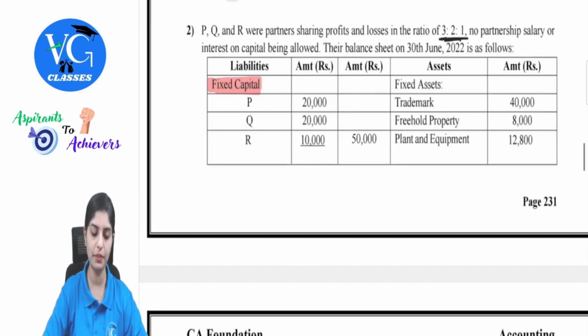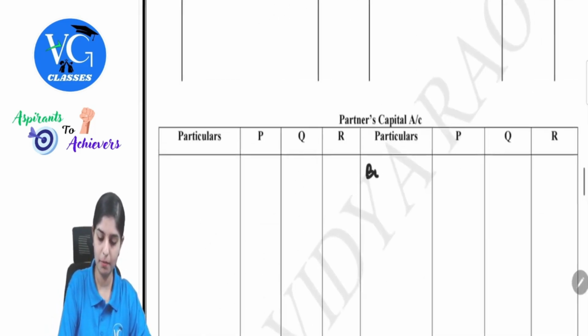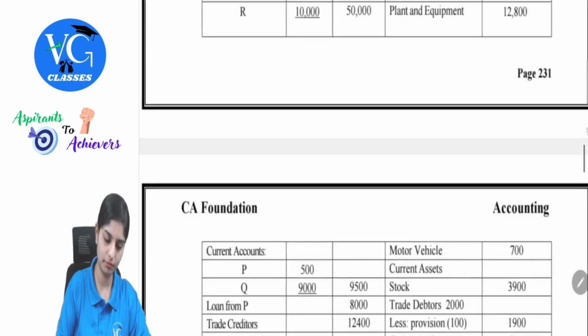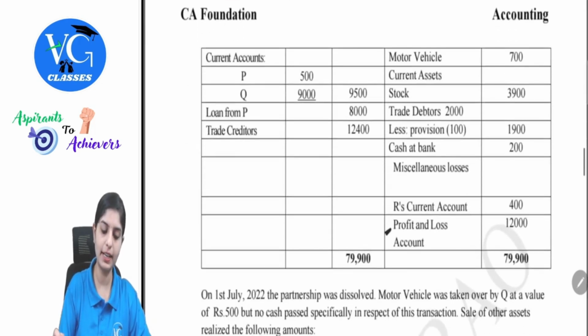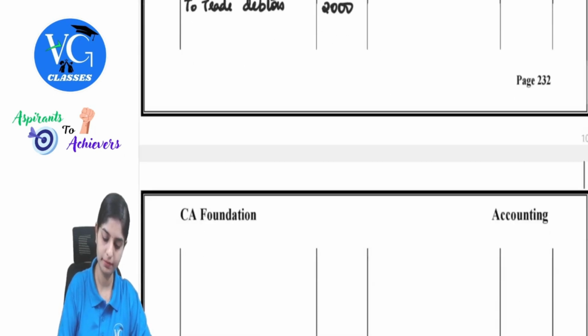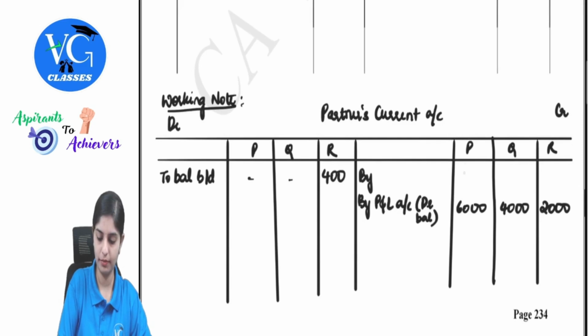On to liabilities. First, capital balance is given: 20,000, 20,000 and 10,000, by balance brought down. Then we have current account balances of P and Q, 500 and 9,000. This is balance brought down.